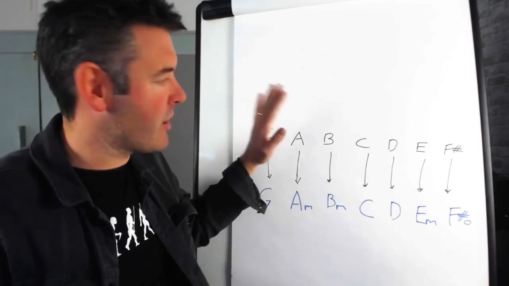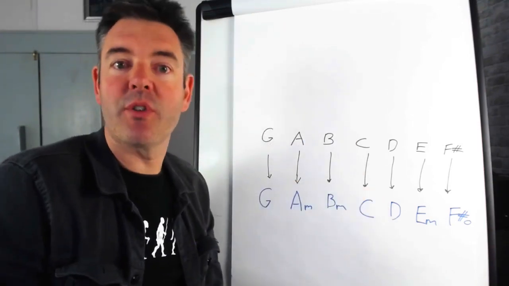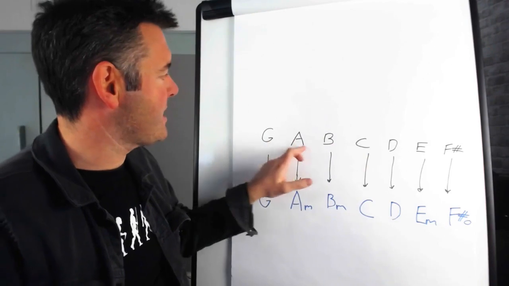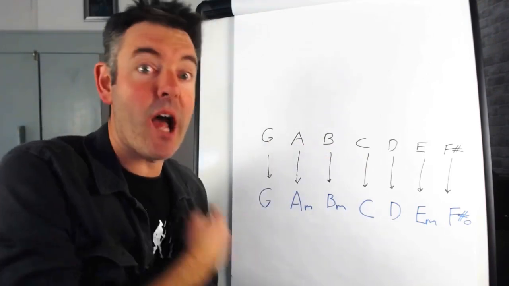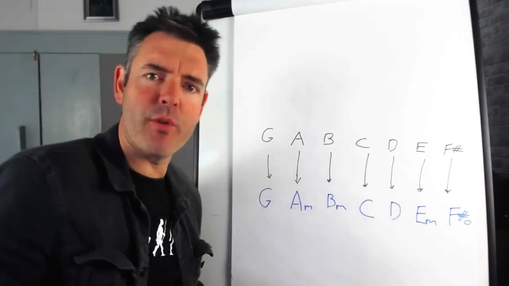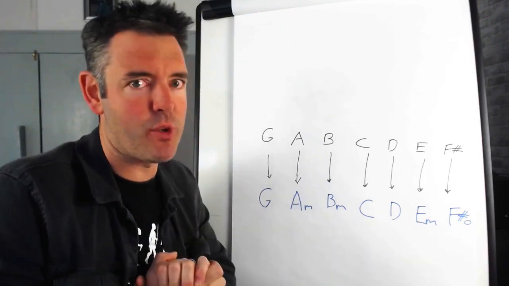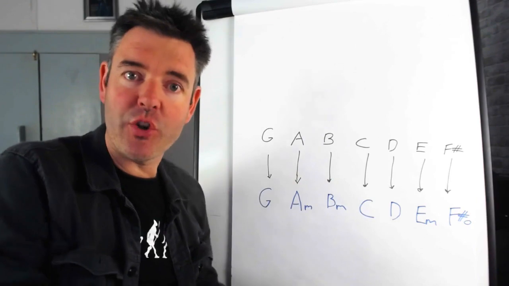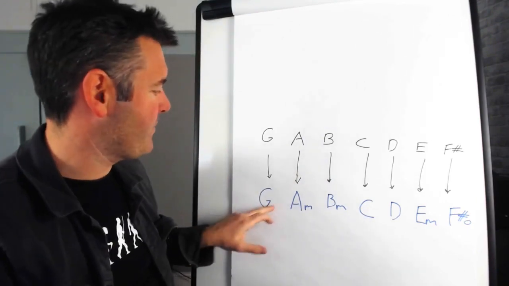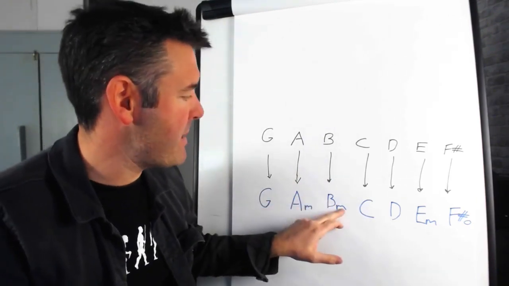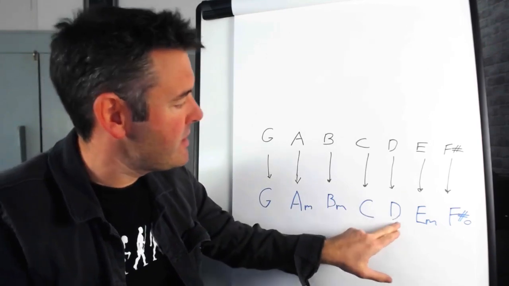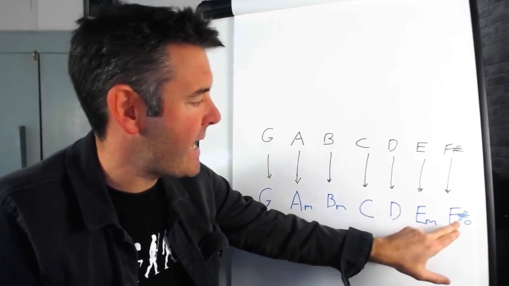Now, the G major chord family has 7 chords, and each one starts on one of these notes. We're going to take a look in a minute at how this actually works and where these chords come from, but like I said, we're going to keep it simple for now. We'll explain all this stuff, where it comes from, in a minute. So our G major chord family is G, A minor, B minor, C, D, E minor, and F sharp diminished.